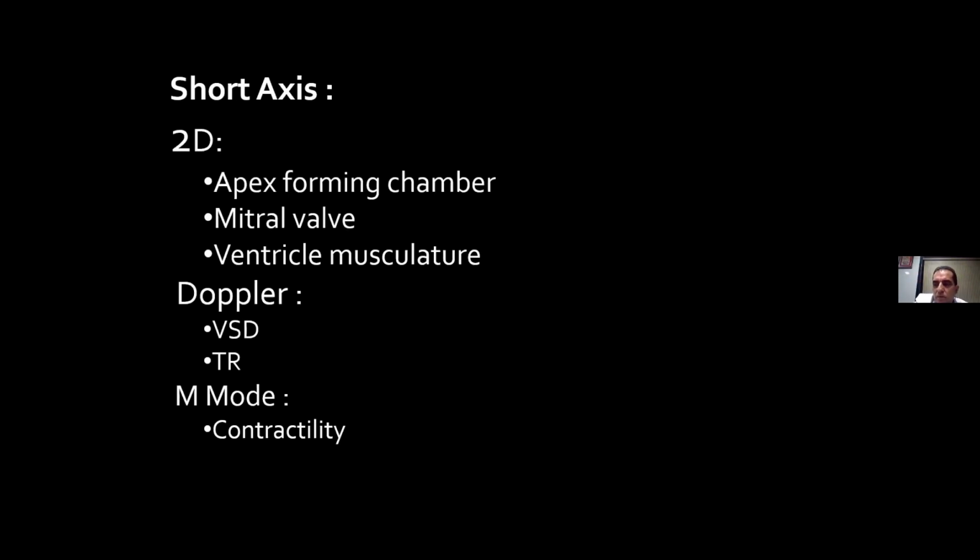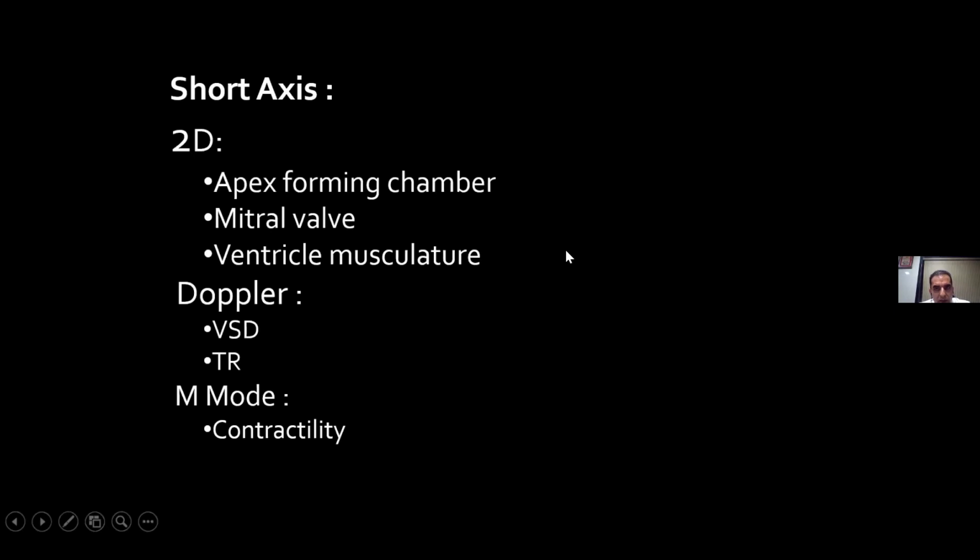Why is this sweep important? First we will see the base of the heart, cut at this level. You will start seeing the entry of the aorta. We will have the tricuspid valve there. Then we will check for the mitral valve, then the cavity of the left ventricle, the papillary muscles, and then we will see which is the apex forming chamber.